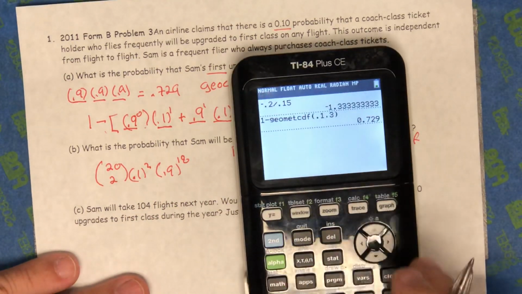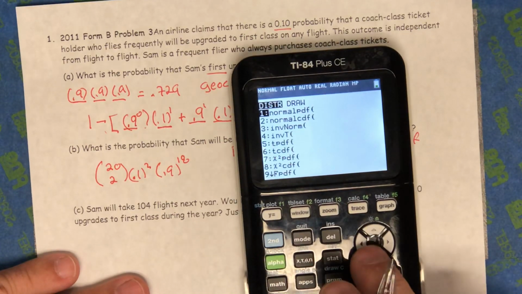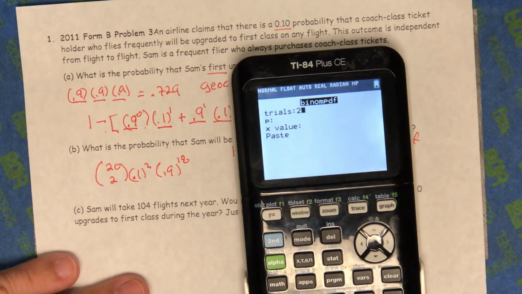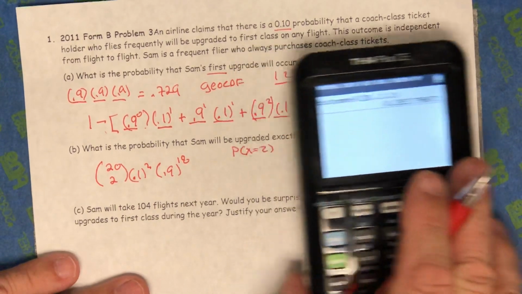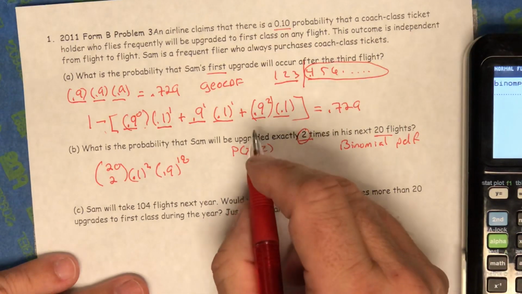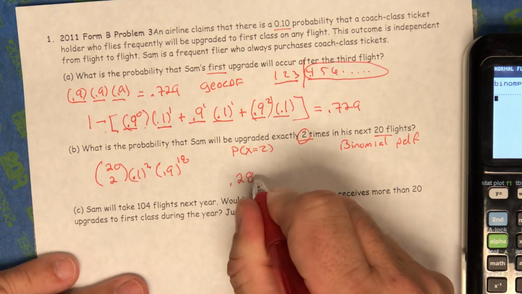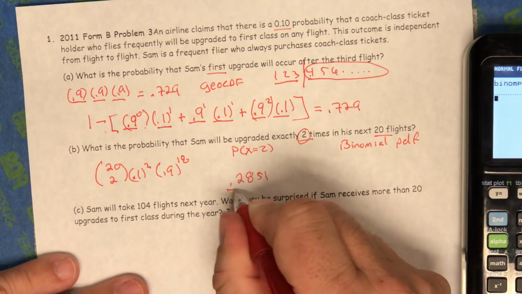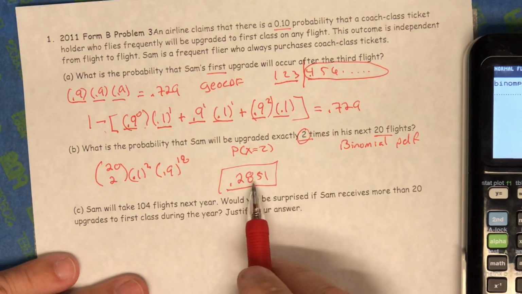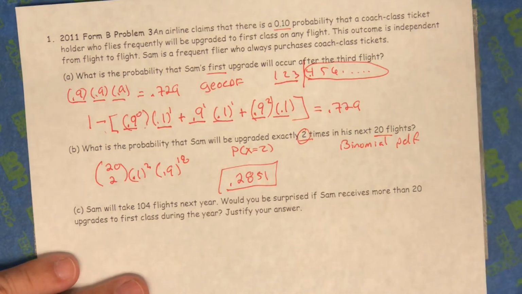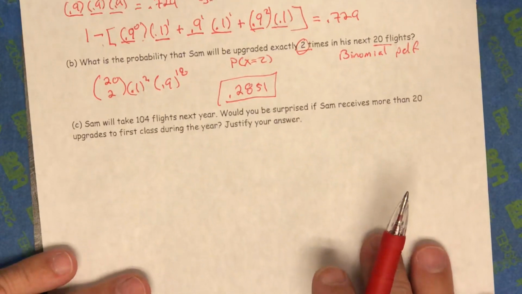From the calculator, second vars, binomial PDF, trials is 20, P is 0.1, X is 2, and we end up getting 0.2851. So there's a 28.5% chance that he'll be upgraded exactly 2 times out of 20 flights.